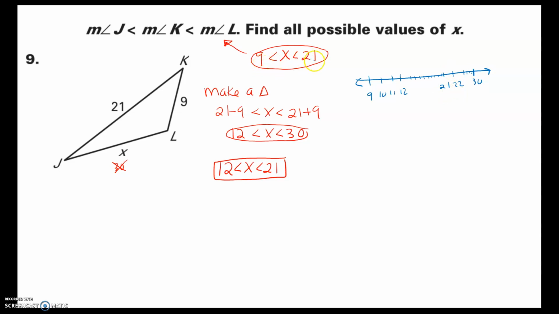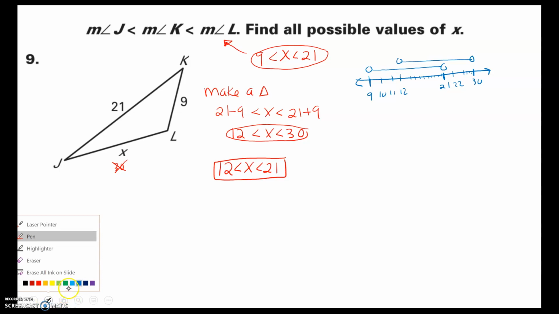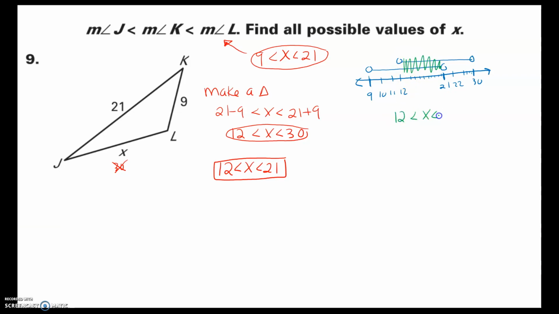So I know between 9 and 21 is my first range. So right here, 9 and 21. And I know the second range that I could go through is between 12 and 30. So between 12 and all the way to 30. Well, where do they both overlap? Where is it that I satisfy both of these guys? That's going to be right here, where they both get satisfied, and that's going to be between 12 and 21. So that's another way to look at it if this was a little bit confusing.